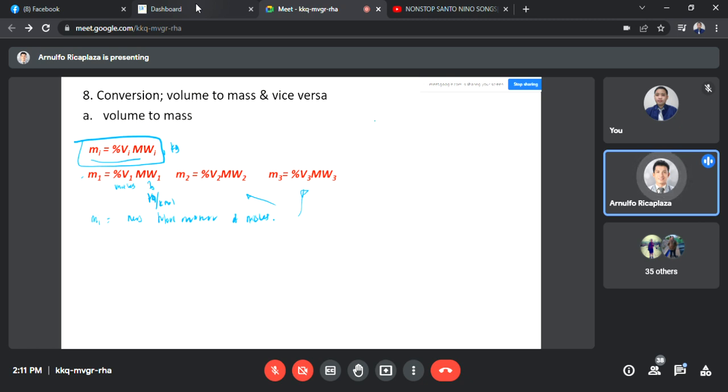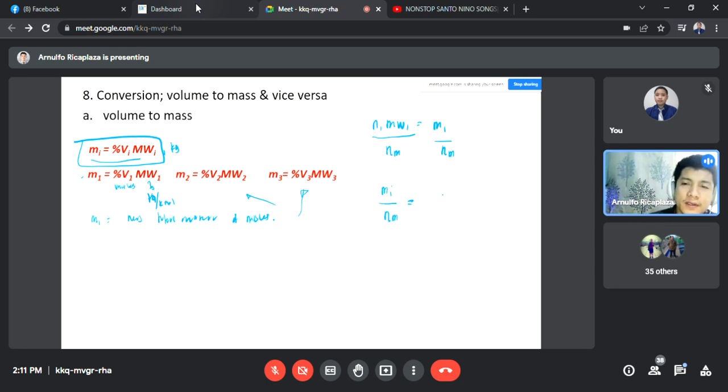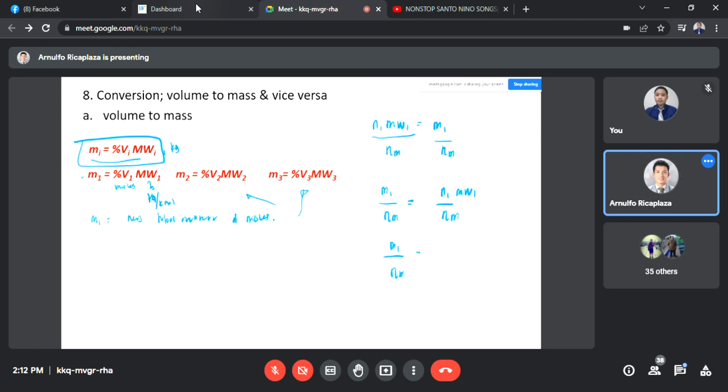Remember, for the formula we have N1 times the molecular weight 1 is equal to the mass 1. To derive it, we divide both sides by NM. So we have M1 over NM is equal to N1 times molecular weight 1 over NM. That is, M1 over NM is equal to the percent N, N1 over NM, times the molecular weight 1. And always remember, the percent N is equal to the percent volume of any gas.